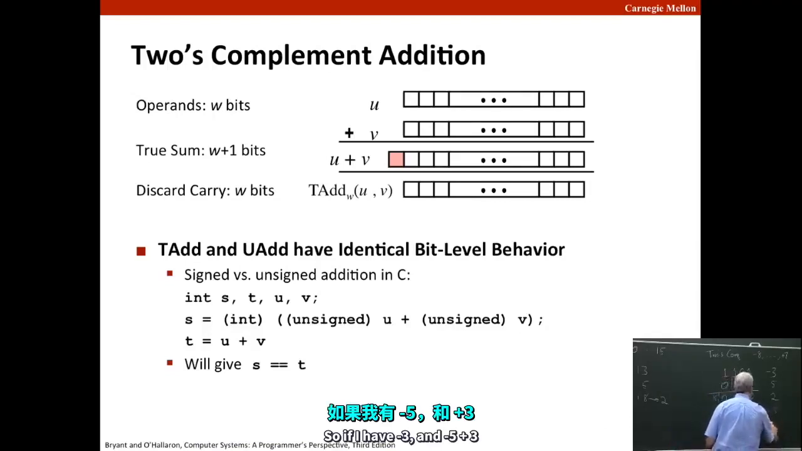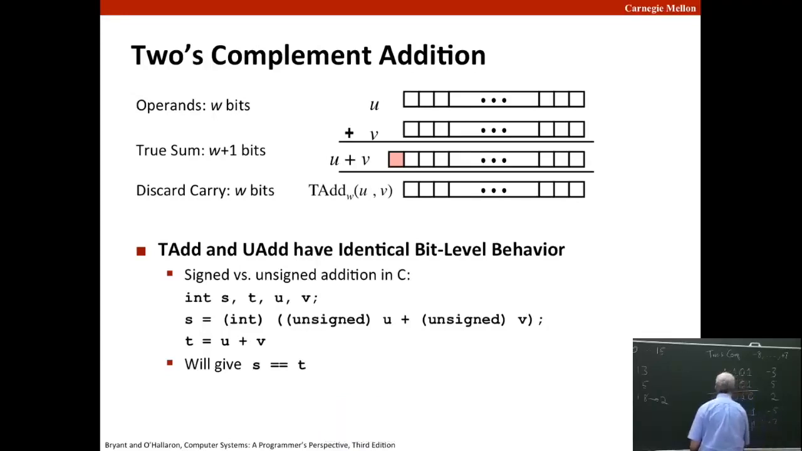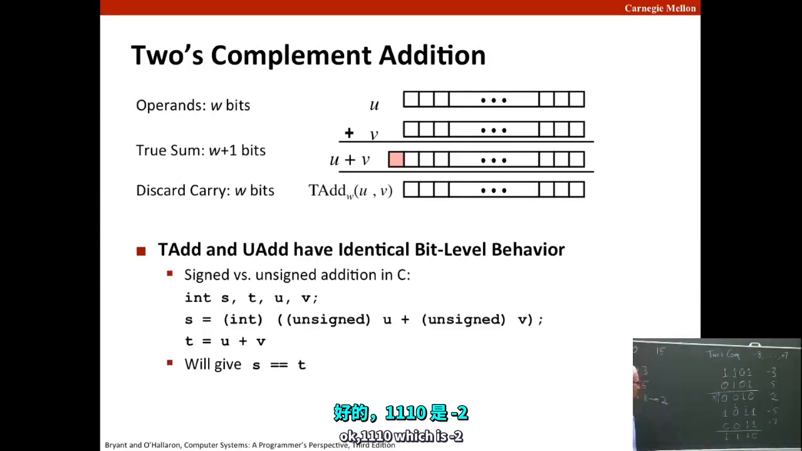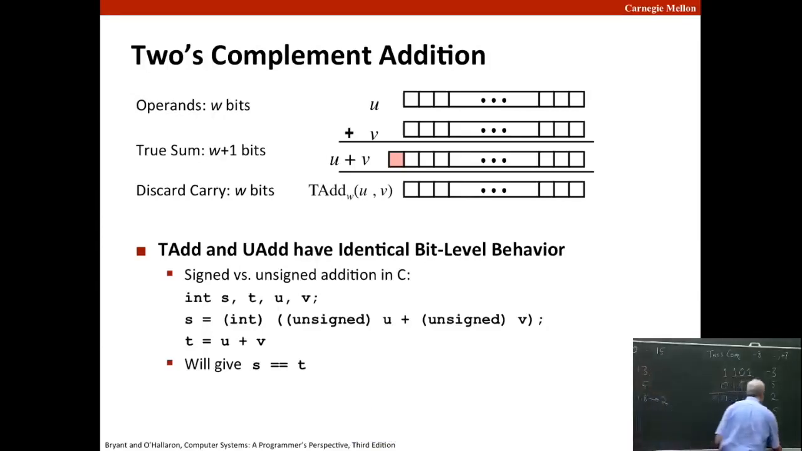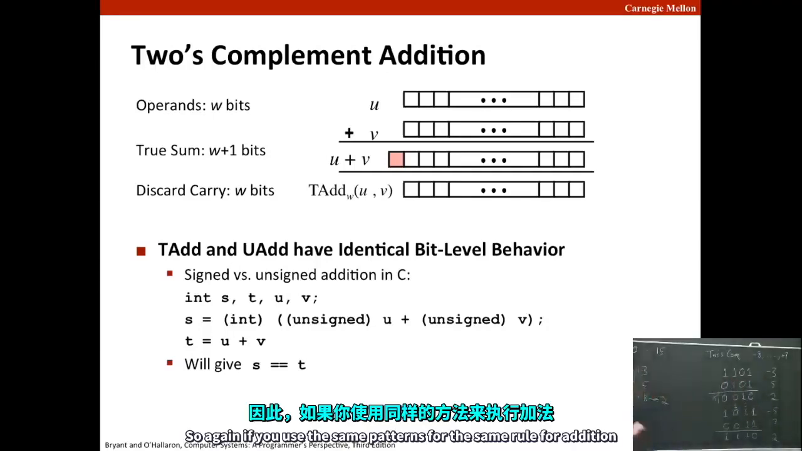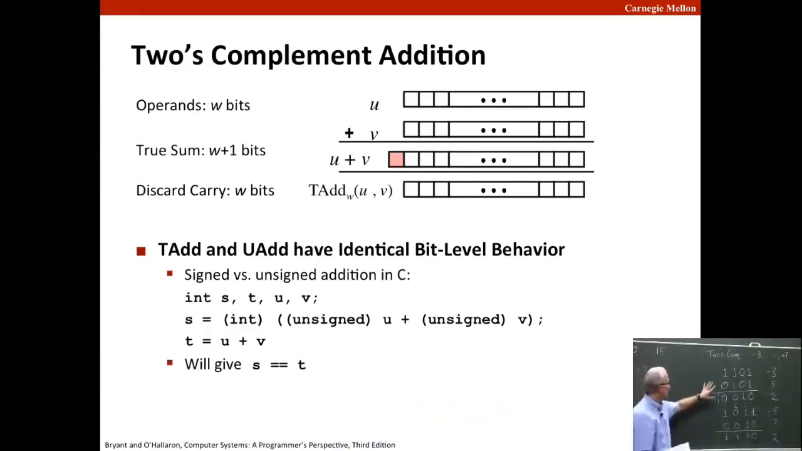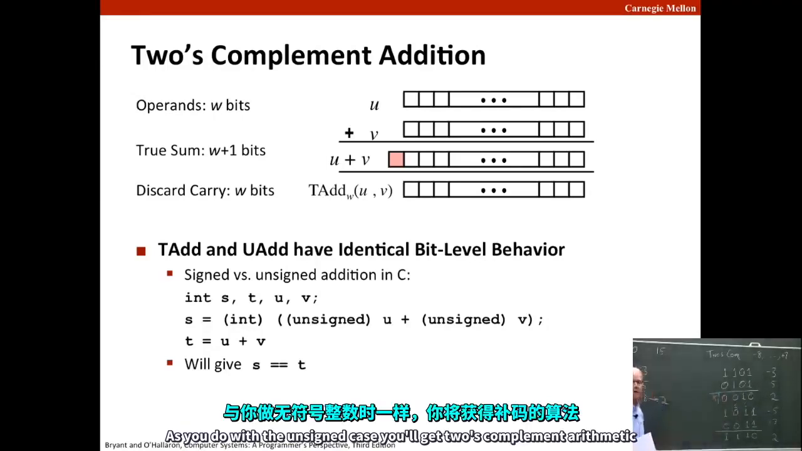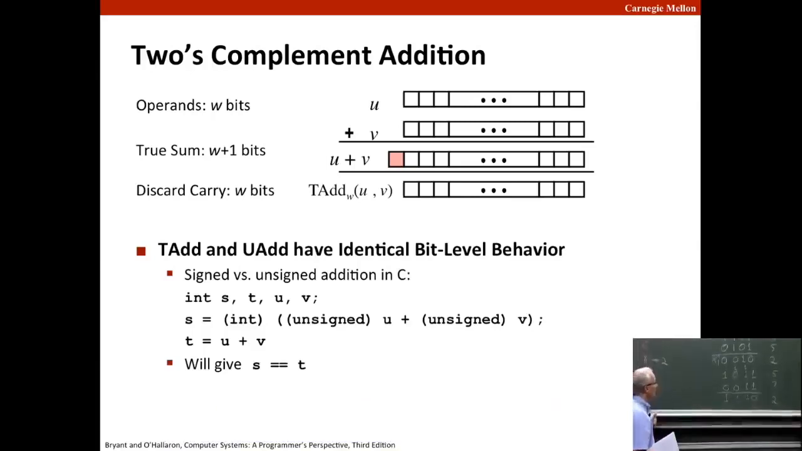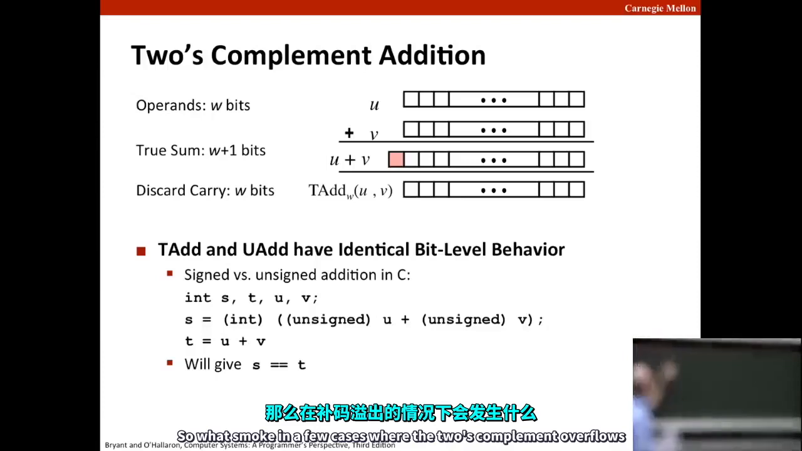So if I have minus 3 and minus 5 and plus 3, and I add those together, I'll get 1110, which is minus 2. So again, if you use the same rule for addition as you do with the unsigned case, you'll get 2's complement arithmetic. So let's look at a few cases where the 2's complement overflows.